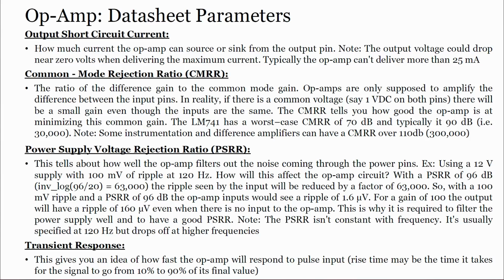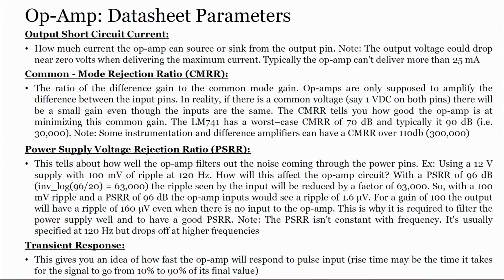If you talk about the LM741, the worst case scenario for CMRR in the LM741 is 70 dB, while typically it is about 90 dB. Some instrumentation and differential amplifiers can have a CMRR over 110 dB, that is about 300,000, a very high CMRR, excellent for an operational amplifier to be used as an amplifying circuit.